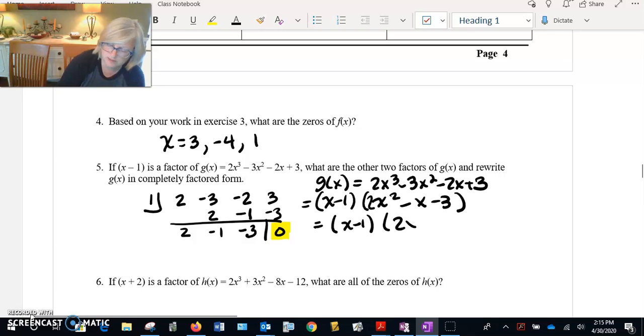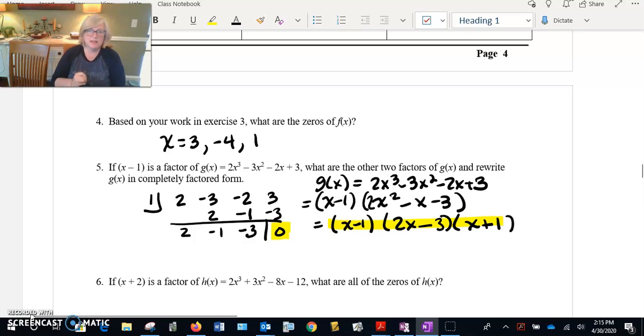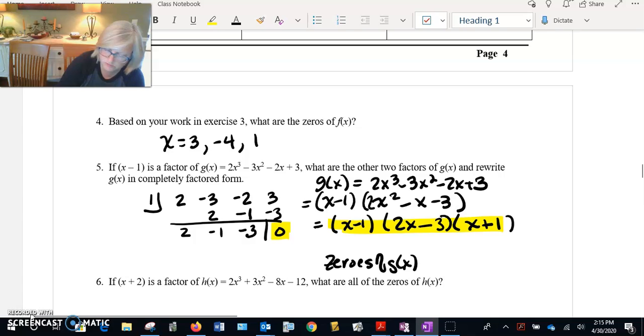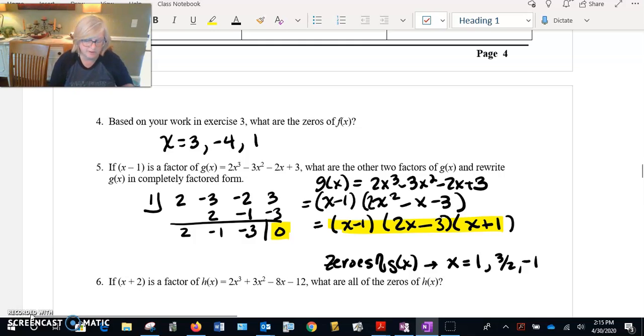3, 1, and I need a minus plus. And then at that point, it's in completely factored form. So my final part that we're looking for, completely factored form, would be that last one right there. At that point, could you answer the question about what the zeros are? The zeros of g of x, my x-intercepts, would be x equal to 1, 3 halves, and negative 1, if I needed that for my x-intercepts in graphing.